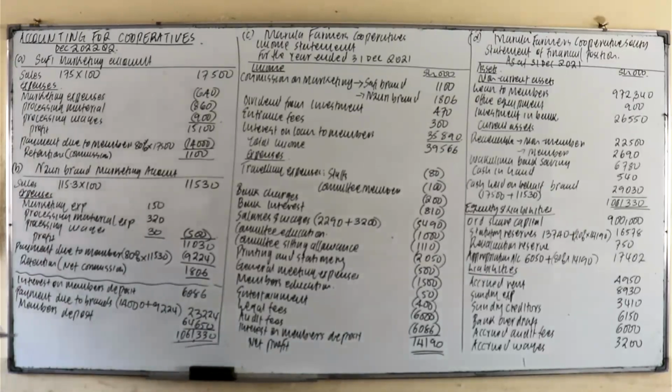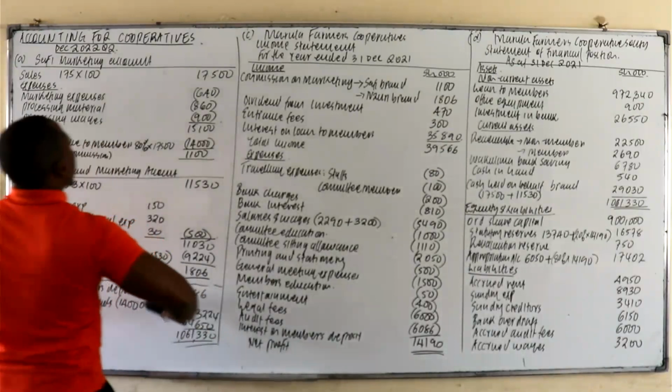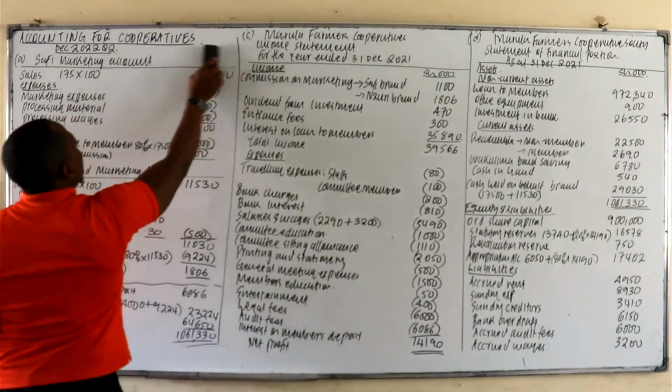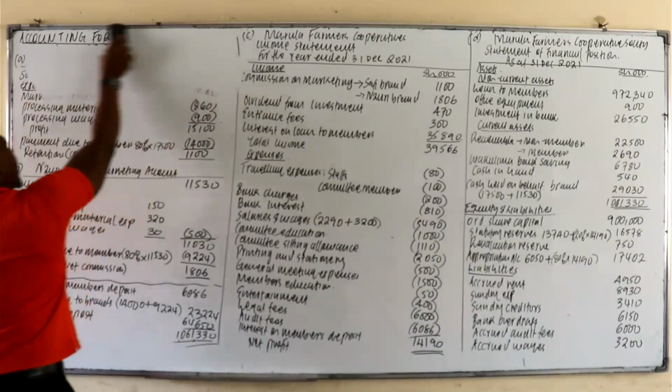Good. So that's all about accounting for cooperatives. So I want us to look at something else.